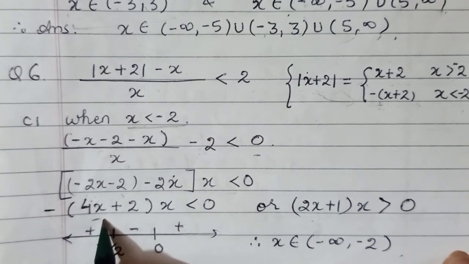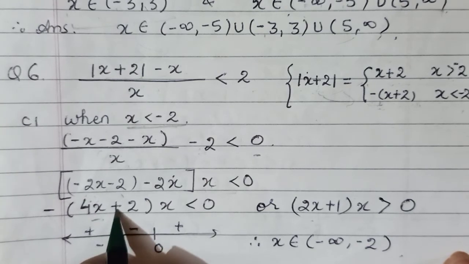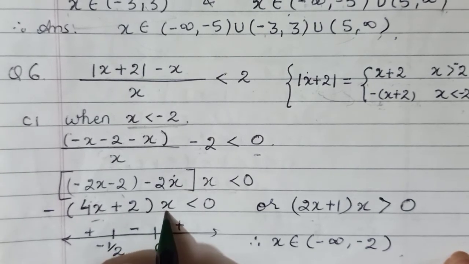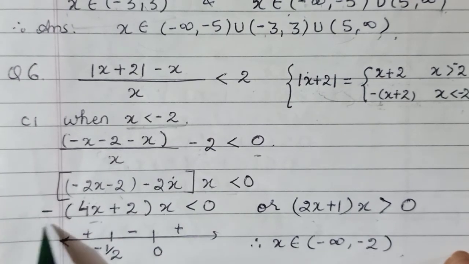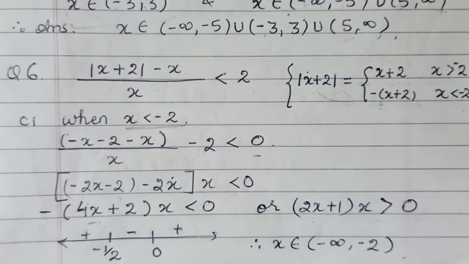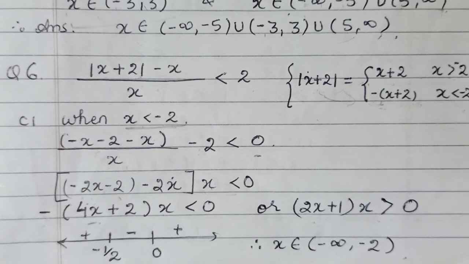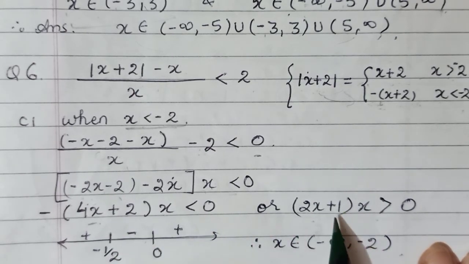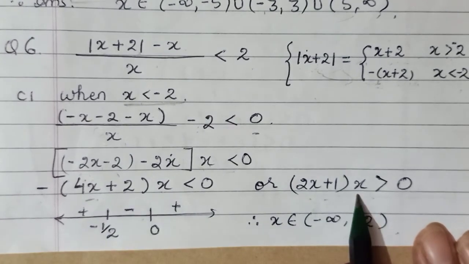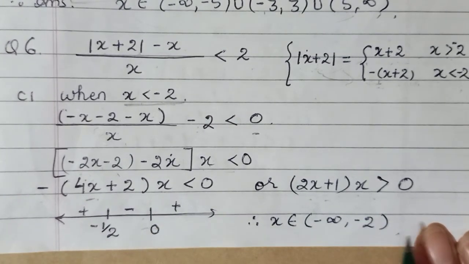So the two linear factors you end up getting would be 2x plus 1 and x, and this will now become greater than 0, because you have divided by a minus, multiplied, whatever, right. So from here your two points on the number line are: this gives you -1/2, the other one gives you 0.